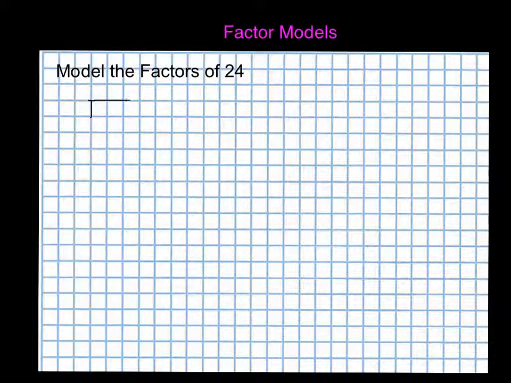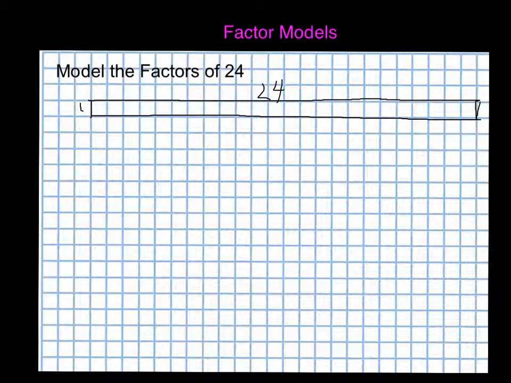1, 2, 3, 4, 5, 6, 7, 8, 9, 10, 11, 12, 13, 14, 15, 16, 17, 18, 19, 20, 21, 22, 23, 24. And we're only going to go down one spot, and then we're going to go clear across over here again. And as you know here, we have 24 squares within there. And our factors are 1 and 24.